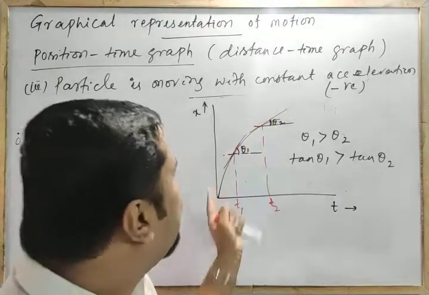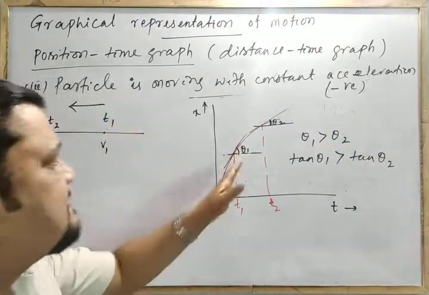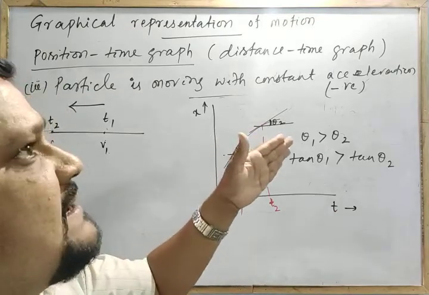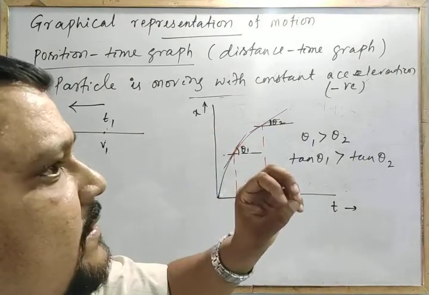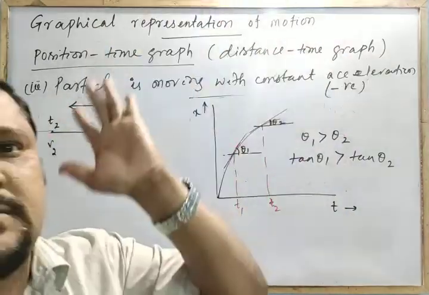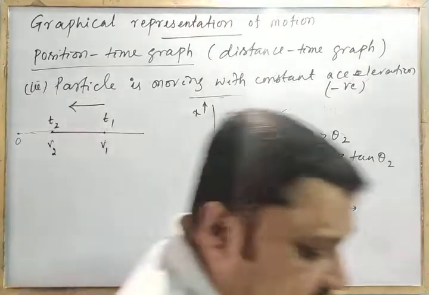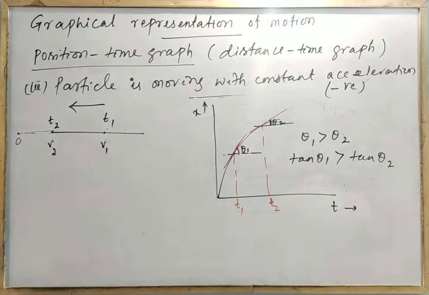So if the graph is shown like that, then you can understand that yes, the particle is moving with a constant acceleration, and this is not positive, this is a negative acceleration, and this is a retarding motion. That we can understand by knowing this graph. Clear? So this is the nature of the graph. Okay. So velocity goes on decreasing.